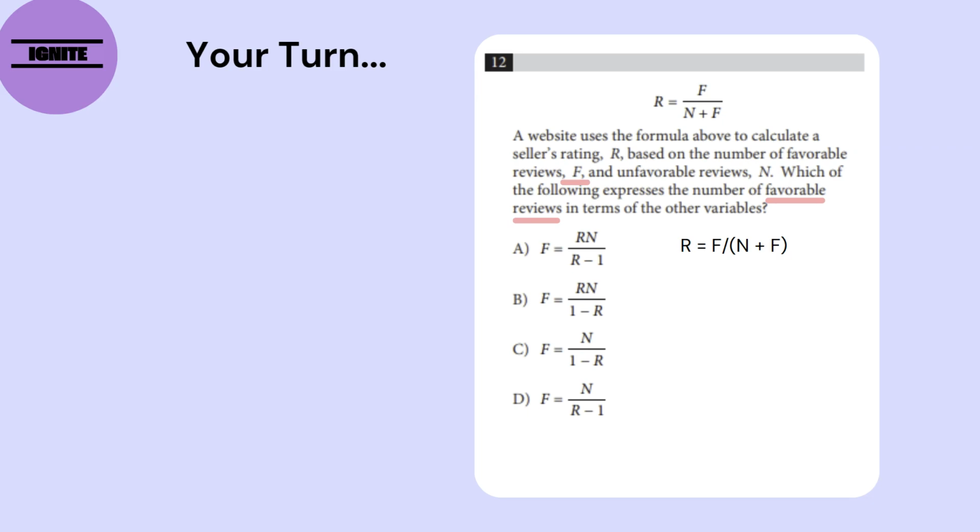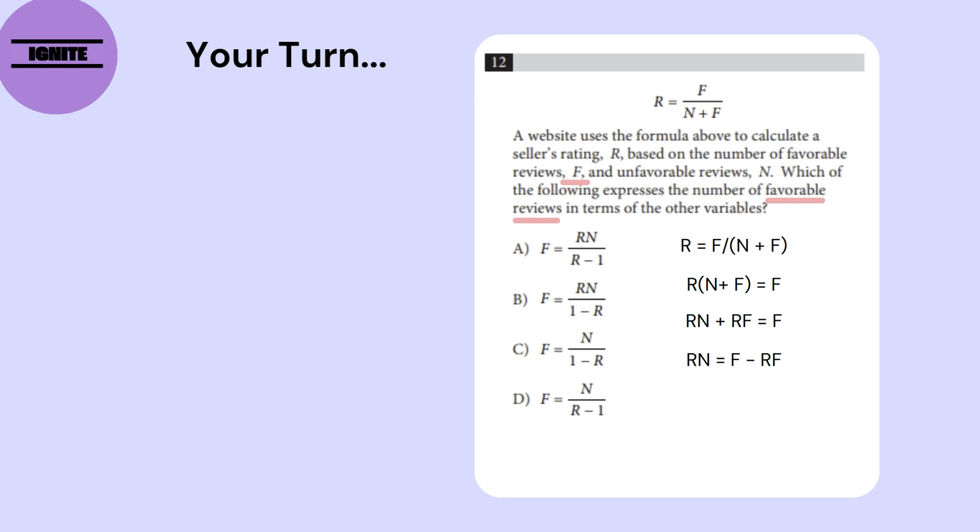First, we need to get the F from the bottom by itself. We need to isolate that away from the N and make sure it's variable on its own. So let's multiply each side by N plus F. So we result in this. Let's do a little bit of distribution and we get RN plus RF equals F. So let's get all the F terms on the same side. We have RN equals F minus RF.